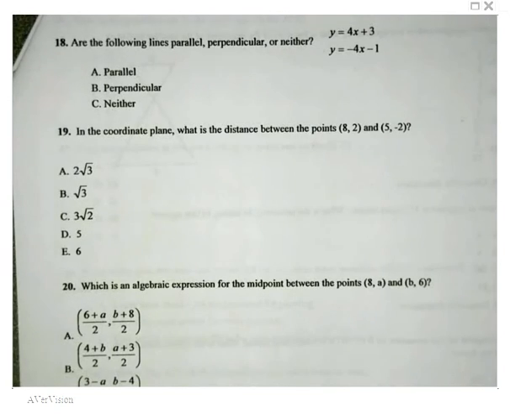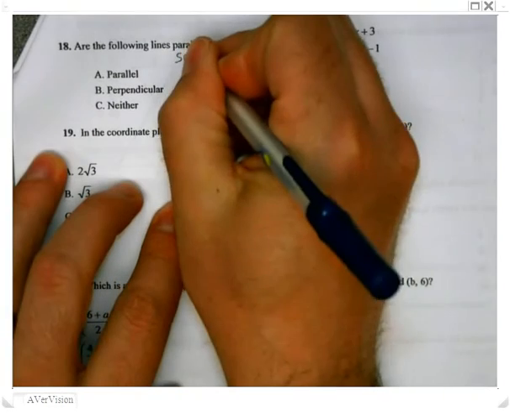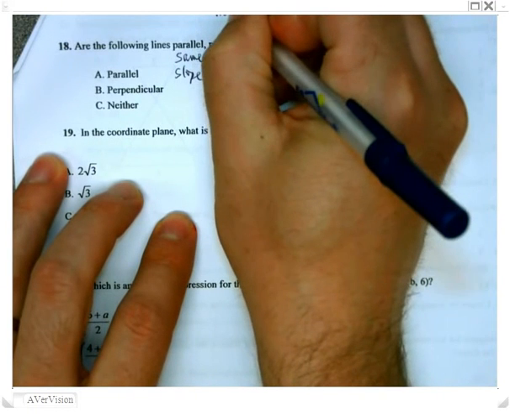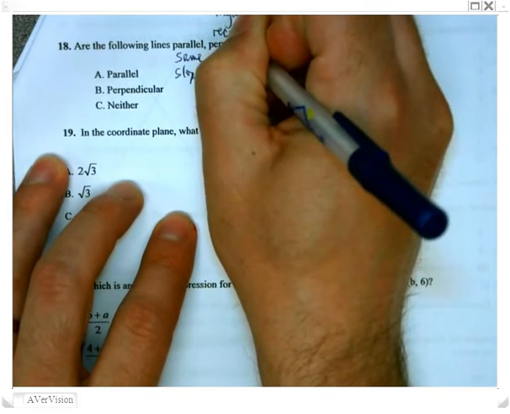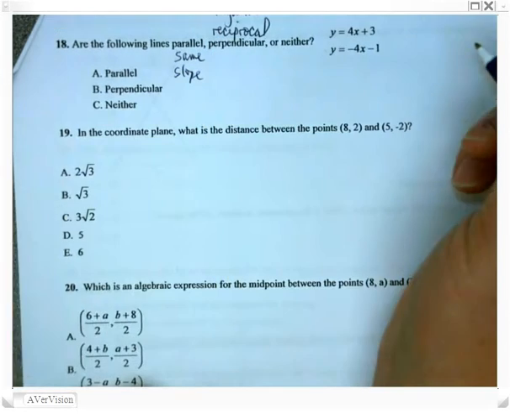Next, we're looking at the following lines: parallel, which means they have the same slope; perpendicular, which means their slopes are negative reciprocals. The signs have switched and so has the fraction. Or neither, which would be neither.